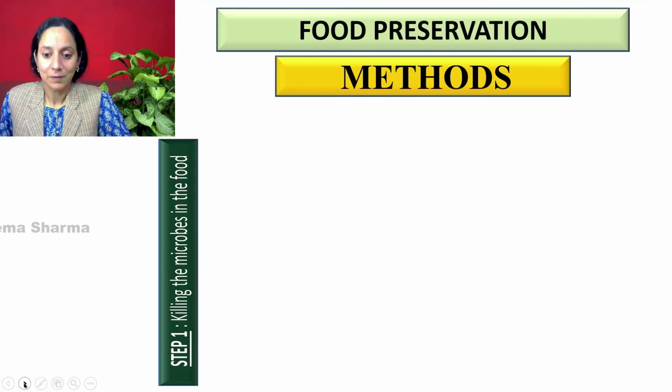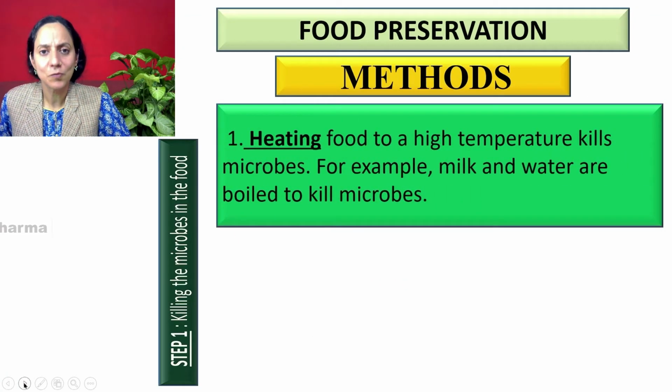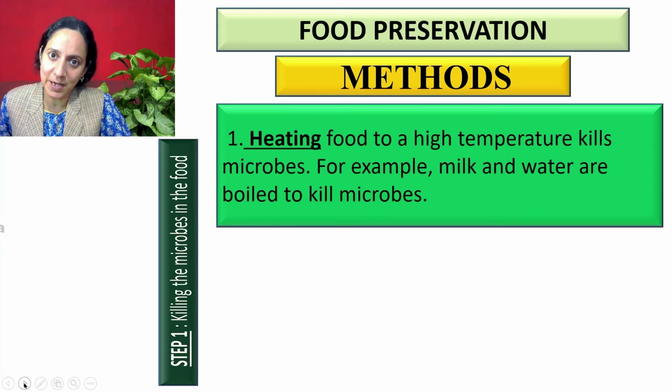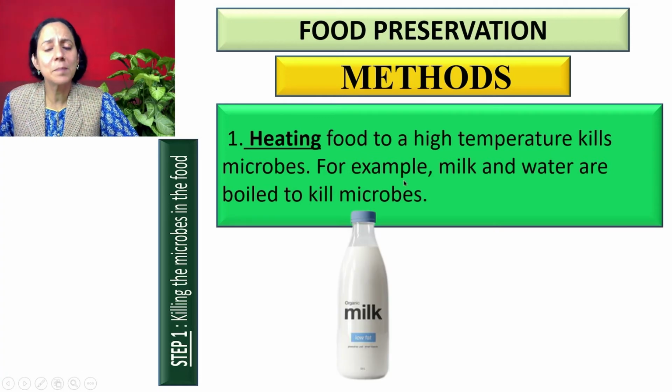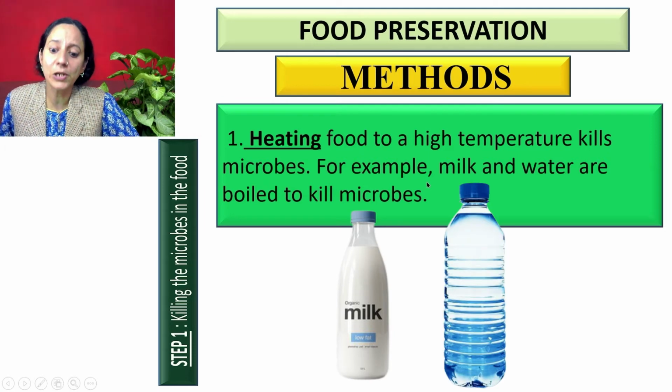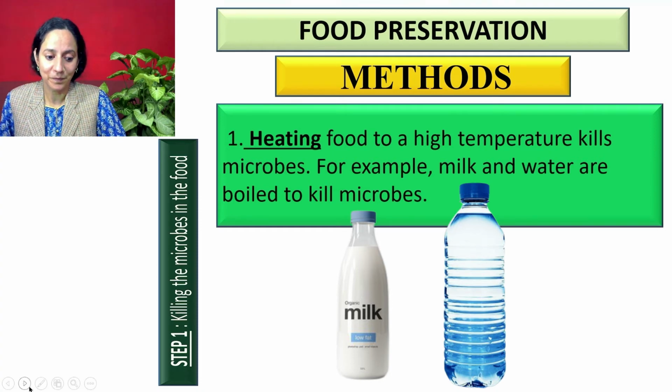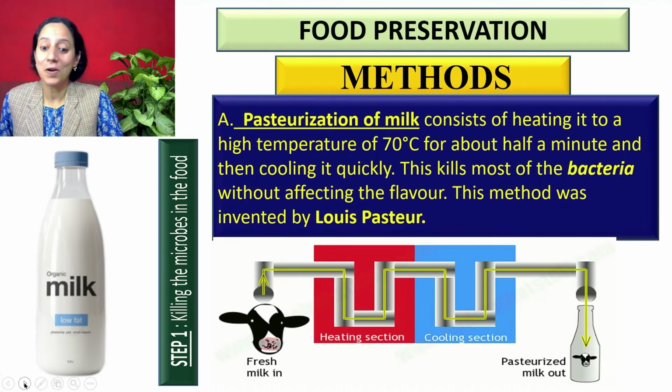So method 1, heating. Heating food to a high temperature kills microbes. So we are using this technique in our kitchen. For example, milk and water are boiled to kill microbes. Milk has a very short shelf life. So if we want to preserve it for 2 days, 3 days or 1 week, what can we do? We can go for pasteurization of milk.